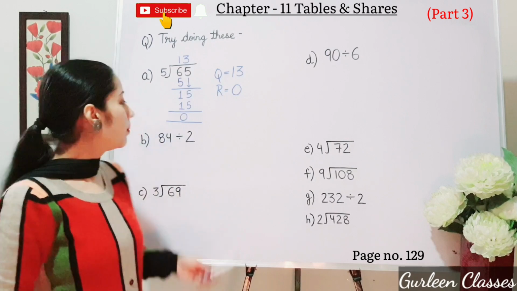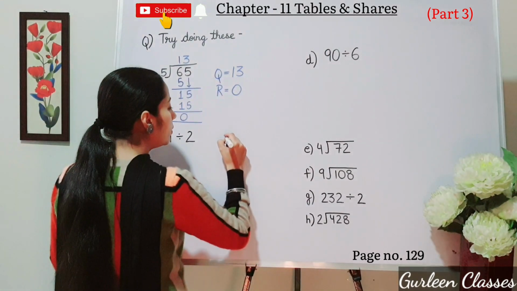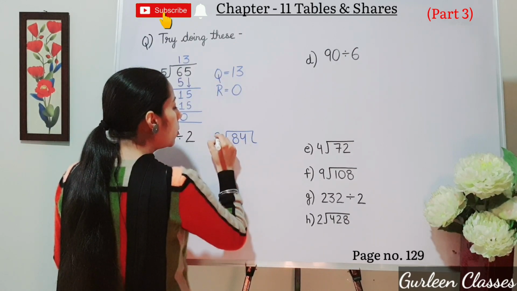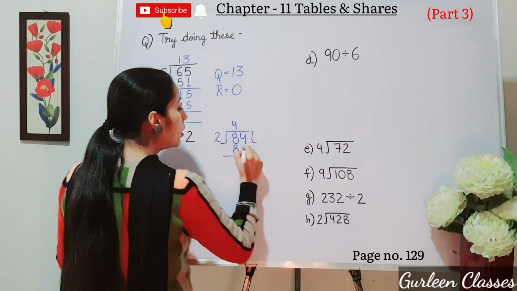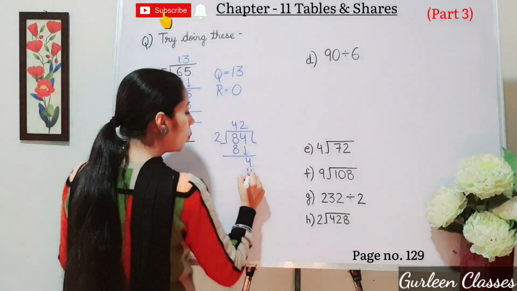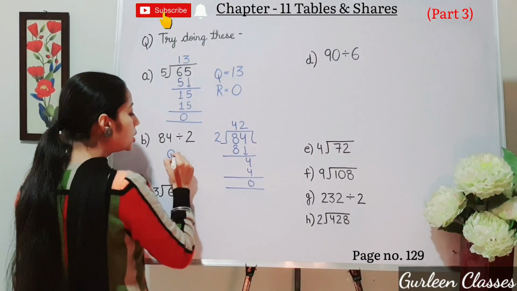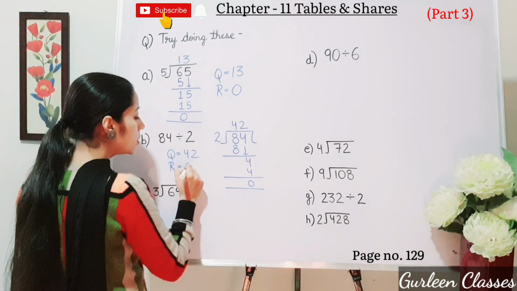Now B part, 84 divided by 2. So let us do this by long division method. 84 is dividend and 2 is divisor. 2 fours are 8. 4 will come down. 2 2s are 4. Remainder is 0. So right here, quotient is equal to 42. Remainder is equal to 0.